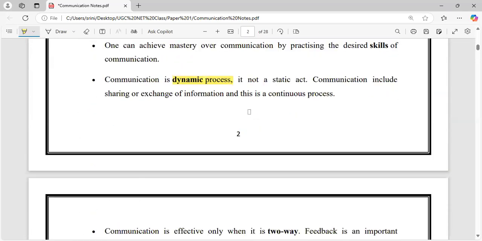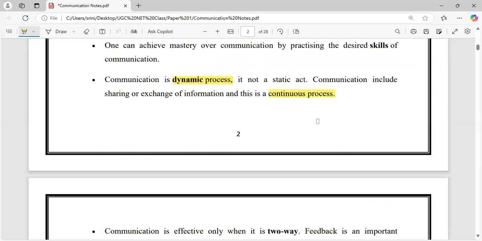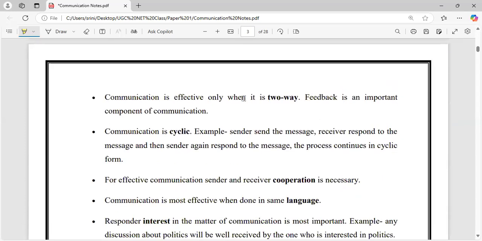Communication includes sharing or exchanging of information, and it is a continuous process. It's effective only when it is two-way communication. Feedback is an important component of explanation. So it is cyclic. We share information and then we get the feedback. Again, we formulate another piece of information. Sender sends the message, receiver responds to the message, and then the sender again responds. So the process is continuous, cyclic, and two-way communication.